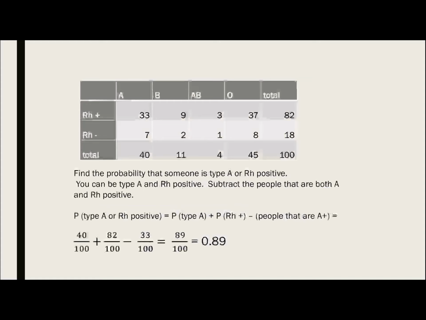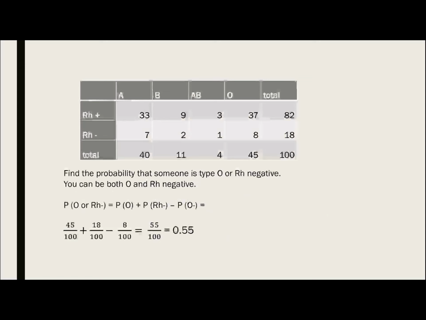Find the probability of being A or RH positive. You can be A and also RH positive. So we're going to find the probability of being A, 40 people are A, plus the probability of being RH positive, 82, minus the people that are A positive, which would be the 33. And it's out of 100 because 100 total people.